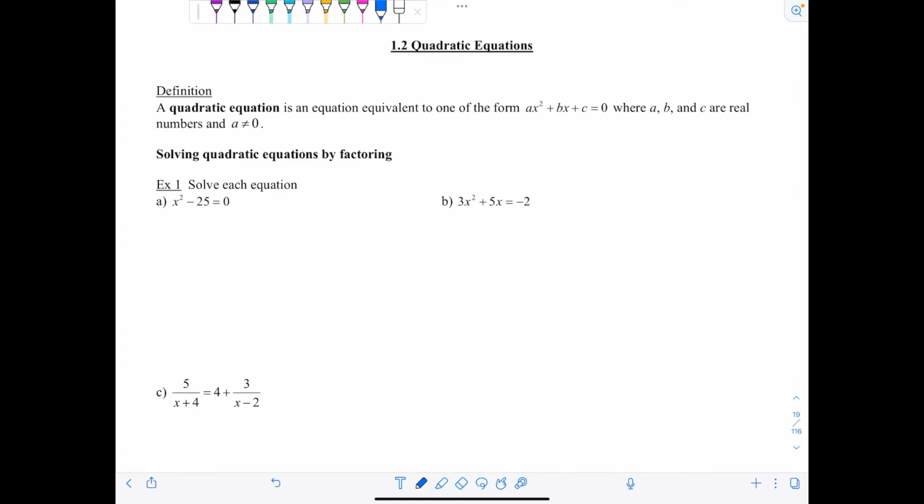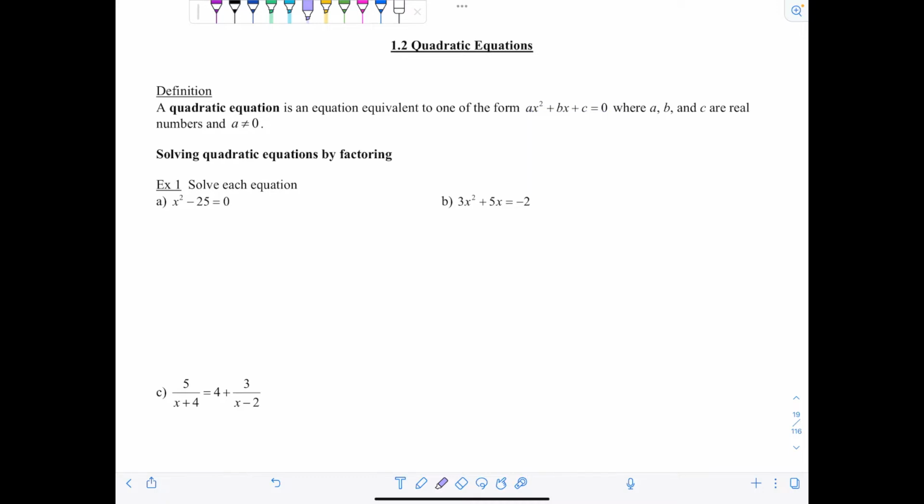This is a video lecture for college algebra on section 1.2, quadratic equations. A quadratic equation is an equation equivalent to one of the form ax squared plus bx plus c equals 0, where a, b, and c are real numbers and a cannot be equal to 0. Otherwise, it wouldn't be quadratic.